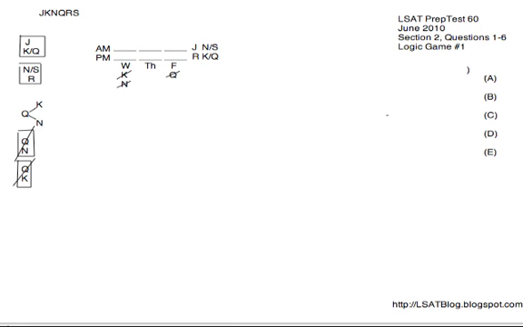Hey guys, this is Test 60 Game 1. This is the Arts and Crafts Workshops game. It's an ordering game. We know this because the 3 days, Wednesday, Thursday, Friday, appear consecutively. So each of the 6 variables here is going to go in one of the 6 spaces here.